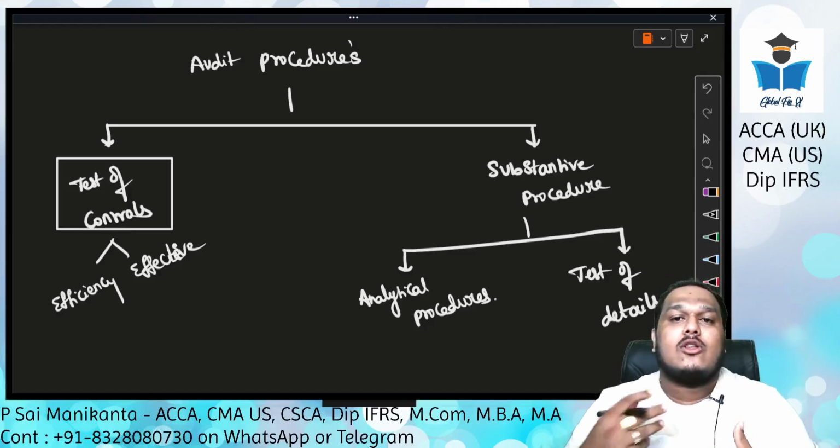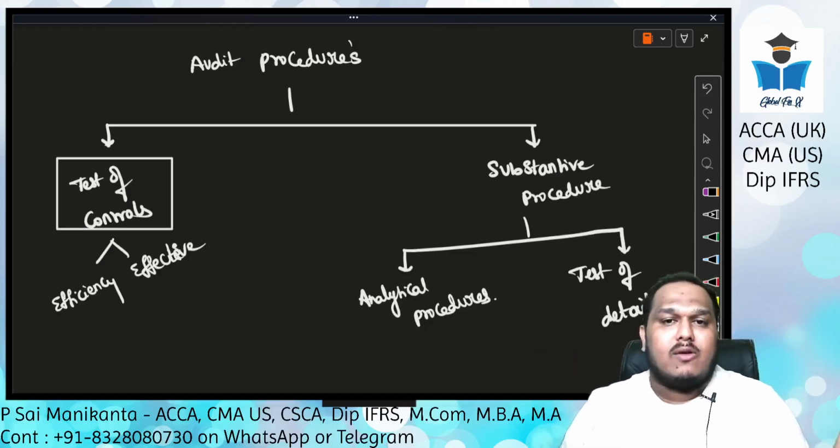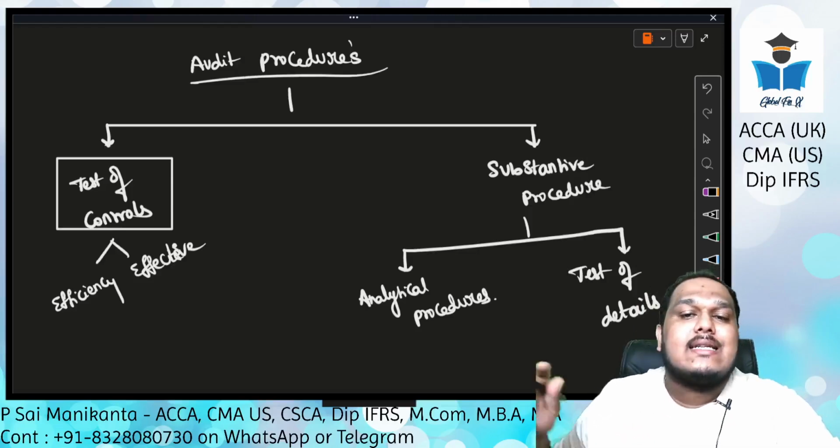These are the areas where the auditor tests the actual transactions, gathers the vouchers, verifies them, and makes sure everything is matching with the books of accounts. So this is called the entire summary of audit procedures.